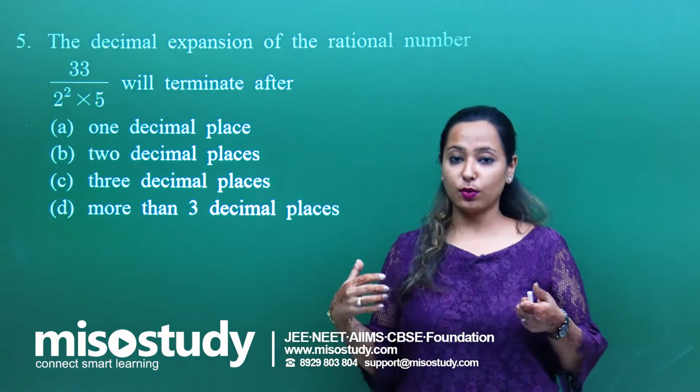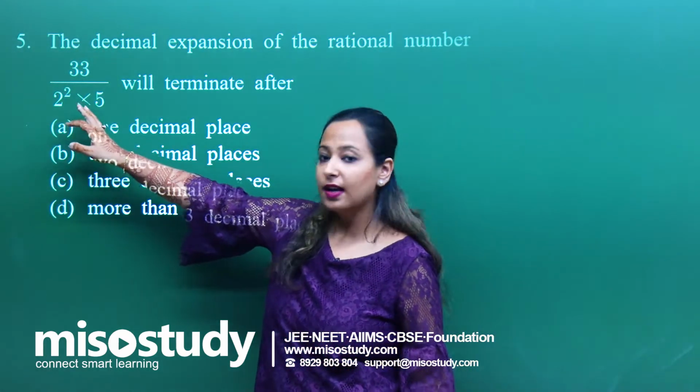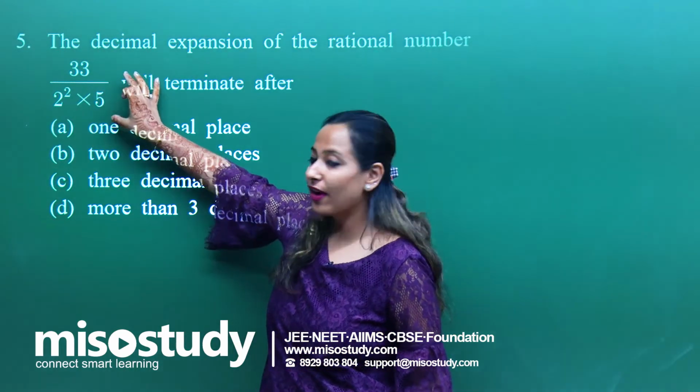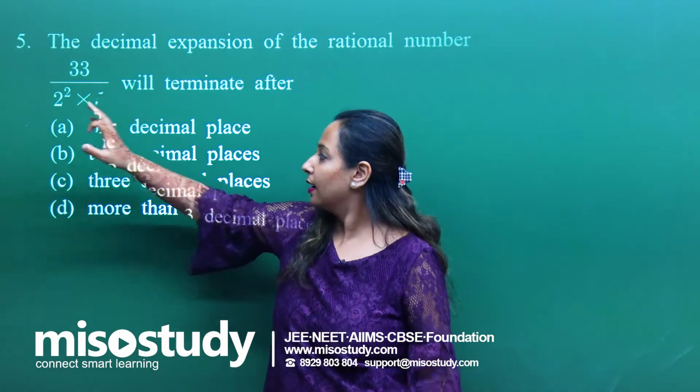Okay, one thing I would like to remind you is that we have done this in the first question also. How do we identify that this rational number has a terminating decimal expansion?